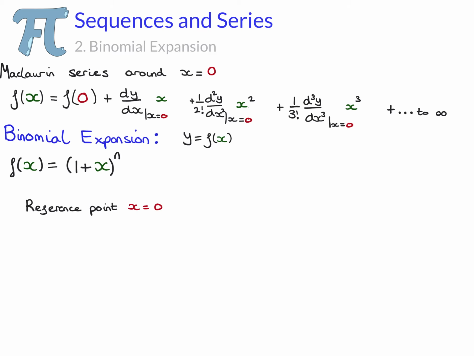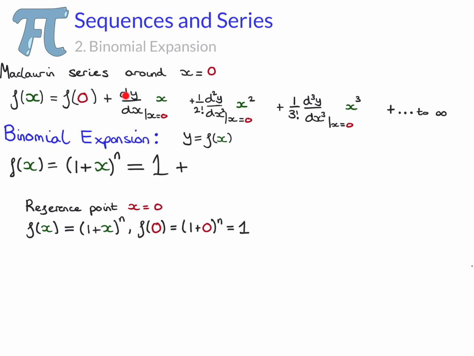Our reference point is x is equal to 0, and this first term is found simply by evaluating the function at the reference point. X being equal to 0 leaves just 1 inside the bracket, and regardless of what n is, raising 1 to its power will result in 1.